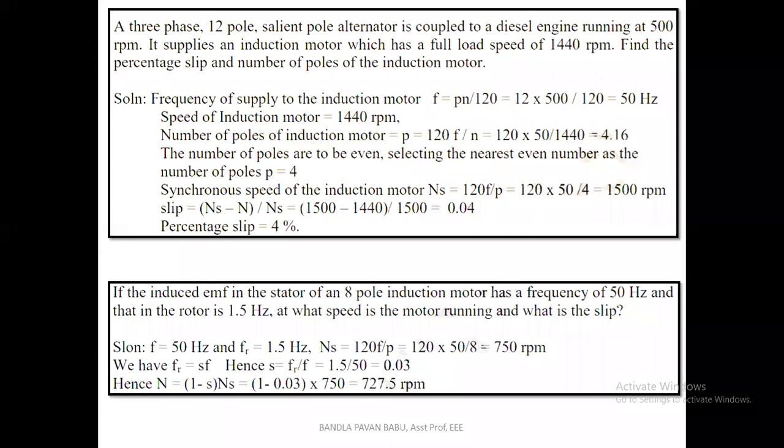So 500 rpm means the speed of the motor. It is not the speed of the stator, right? It supplies an induction motor which has a full load speed of 1440 rpm. So the speed of the induction motor here is 1440 rpm, and the frequency of the supply to the induction motor is... sorry, one second. We need to find out the percentage slip and the number of poles on the induction motor.